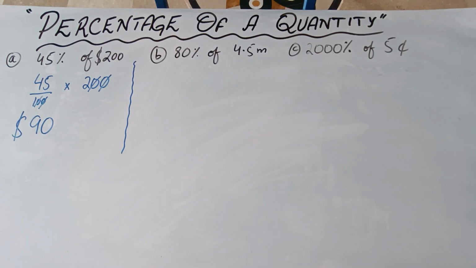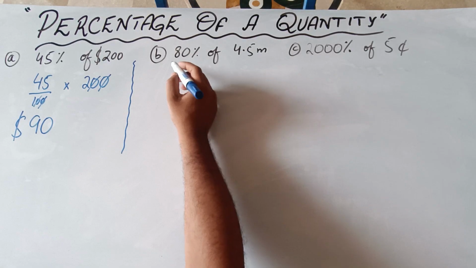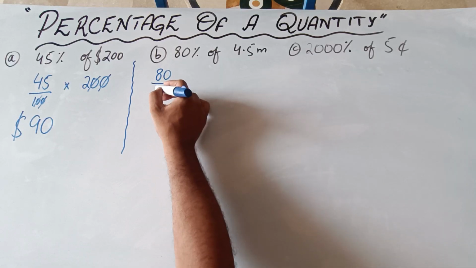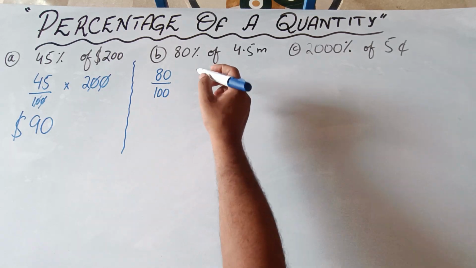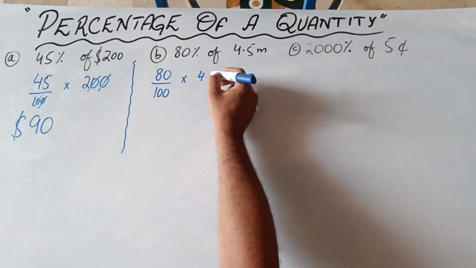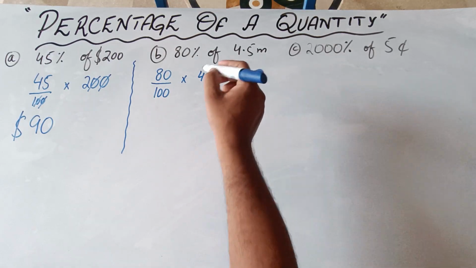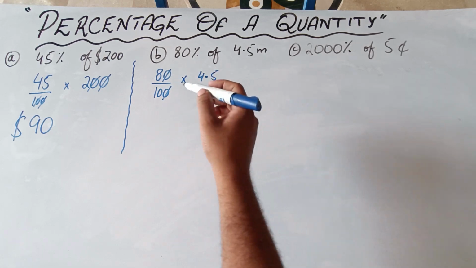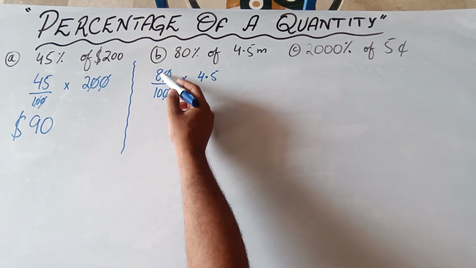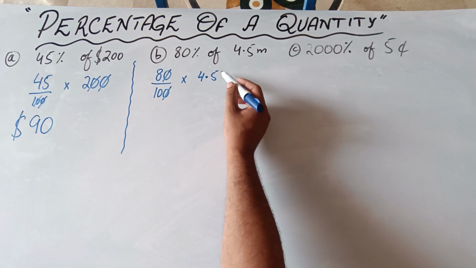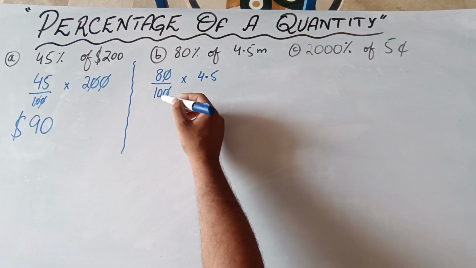80% of 450 meters, 4.5 meters. So 80%. Now again, instead of the percentage sign, we put divide, meaning 80 divided by 100, multiply by 4.5. Now 1 zero cancels out with 1 zero. So now there are two techniques: either cancel 2 times 4, 2 times 5, or multiply by 10 over here and multiply by 10 in the denominator.